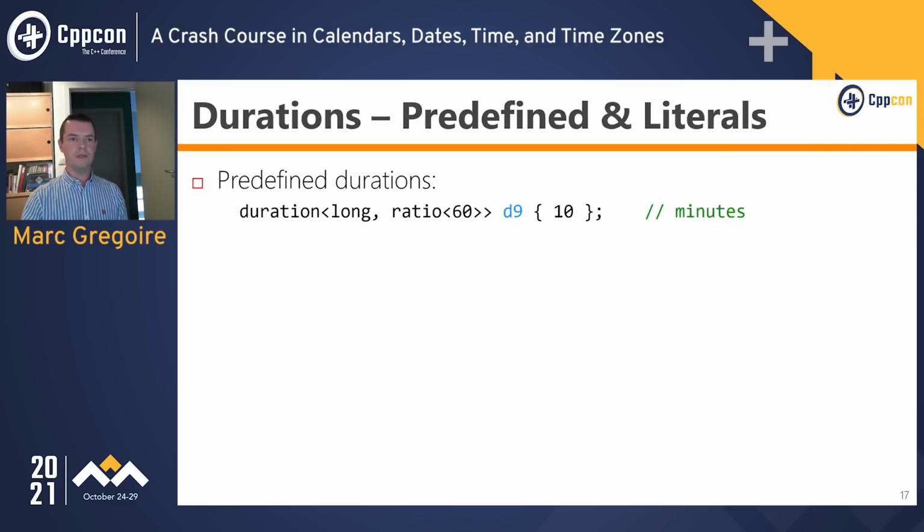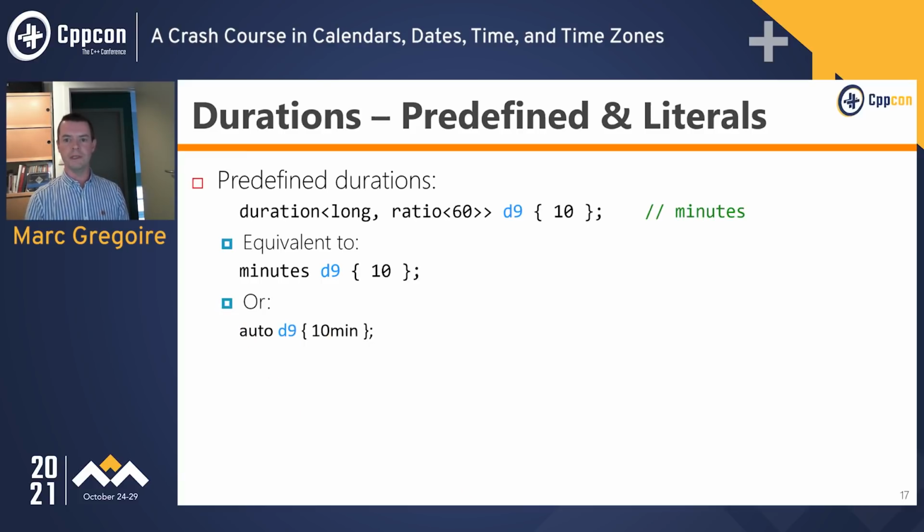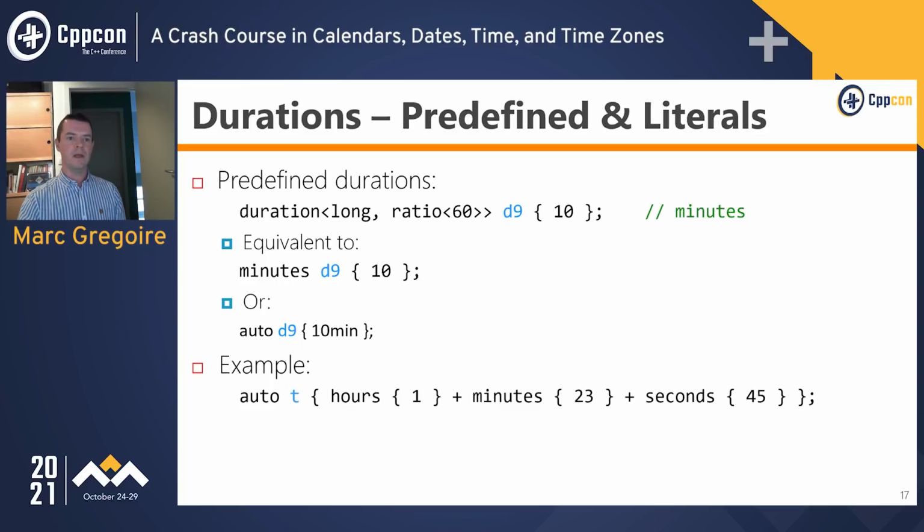Let's see how we can use them. Here I'm defining a duration D9, which represents 10 minutes, where each tick is 1 minute. And this can be written more shortly using one of these predefined durations as follows, or even shorter using a standard user-defined literal and auto type deduction as follows.